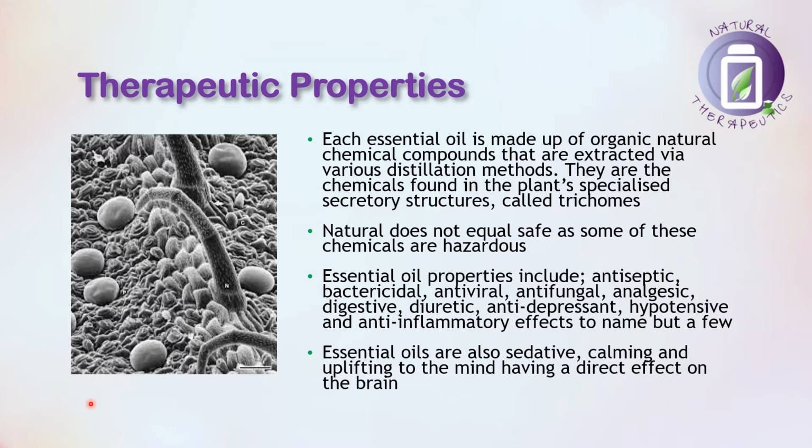Essential oil properties include things like, the chemicals could have antiseptic properties, or they're bactericidal, antiviral, antifungal. Some are analgesic, digestive, diuretic, antidepressant, hypertensive, and anti-inflammatory. These are just a few. There are many, many more to learn. Essential oils are also sedative, calming, and uplifting to the mind, because they have a direct effect on the brain. As you inhale them, they go up into the nose, into the olfactory system, and are perceived by the brain and have a direct effect on chemicals in the brain.